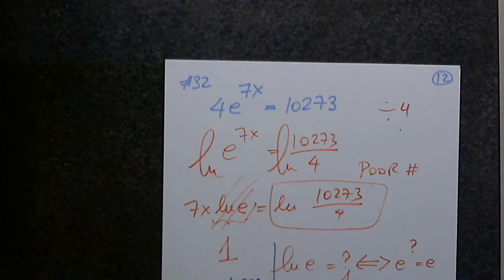Okay. 4 times E in parentheses, 7 times the previous answer, and close the parenthesis. When I hit enter, what should I get if my answer is correct? 10,273. 10,273. So therefore, we know that the answer 1.12 is correct, approximately. So we checked.